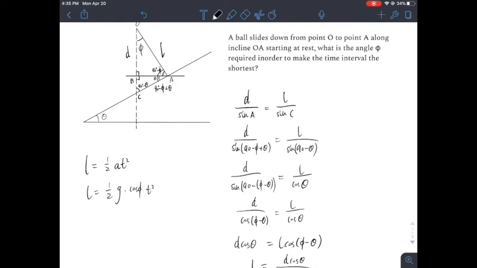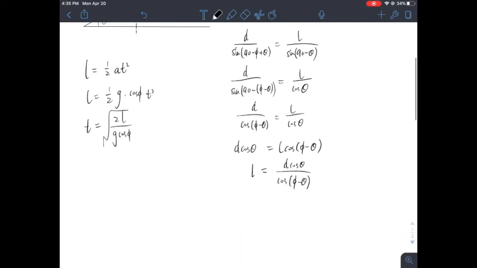So let's now solve for t, because we need to find the fastest time. So we can move t to the left hand side. t is equal to the square root of 2 times L over g times cosine phi. Then let's plug in L as we solved on the right hand side: 2d times cosine theta divided by cosine of phi minus theta, plug it in.